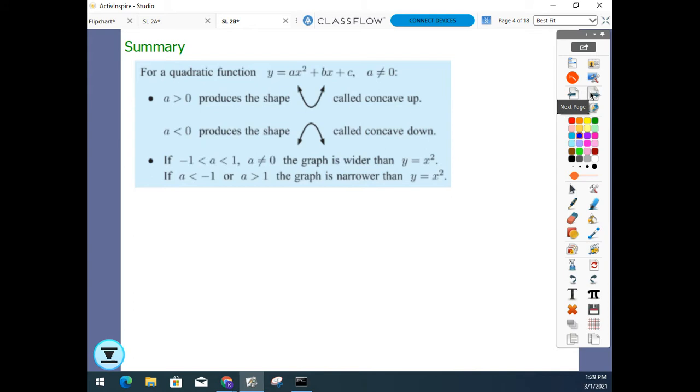And last, for the summary, you're also going to want to probably pause it. One thing I will say, concave up, concave down. Sometimes people struggle with that. Concave up, I think about if you pour water into a cup, if it's concave up, it stays in the cup. If it's concave down, it falls out of the cup.